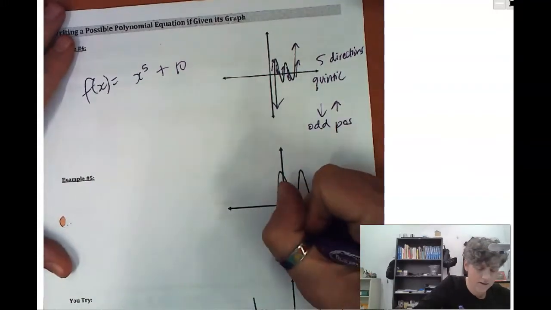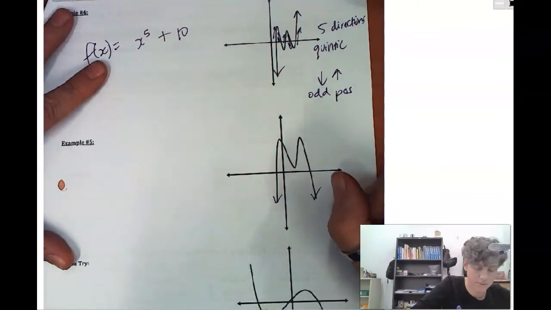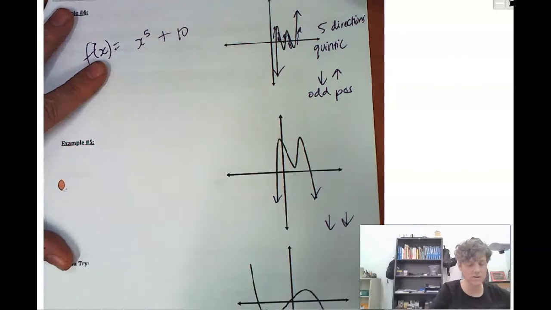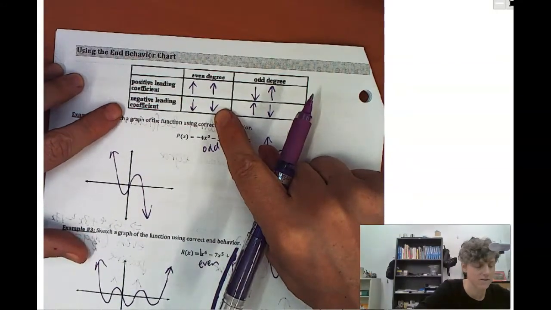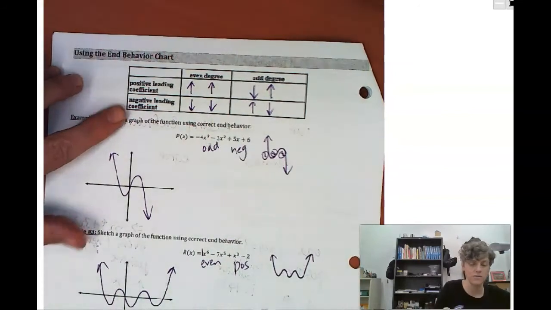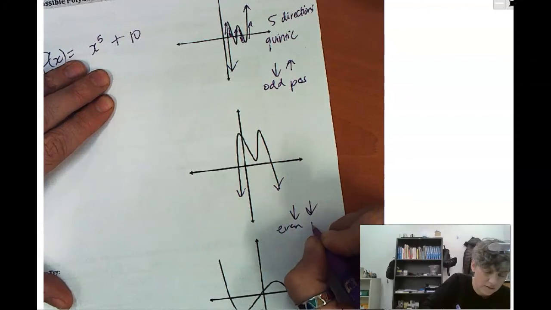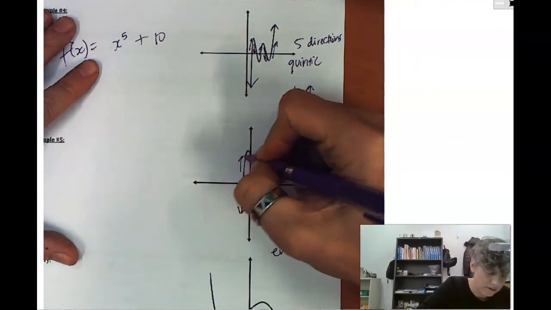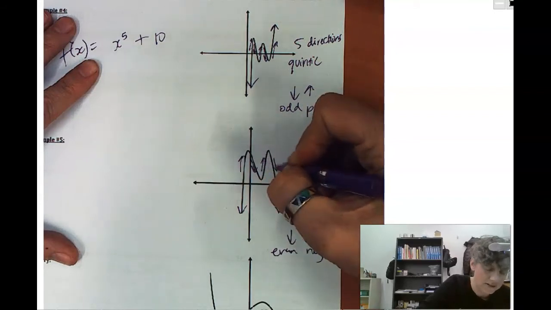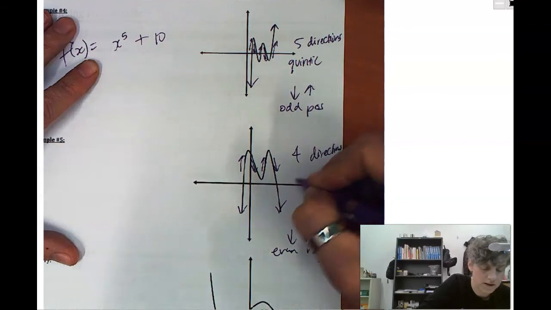Example number 5. Again, there's no arrows. Let's put some arrows on that sucker. We've got both ends going down. Both ends going down makes this an even function with a negative leading coefficient. How many directions do I have? Up, down, up, down. 4 directions. So this is a quartic.